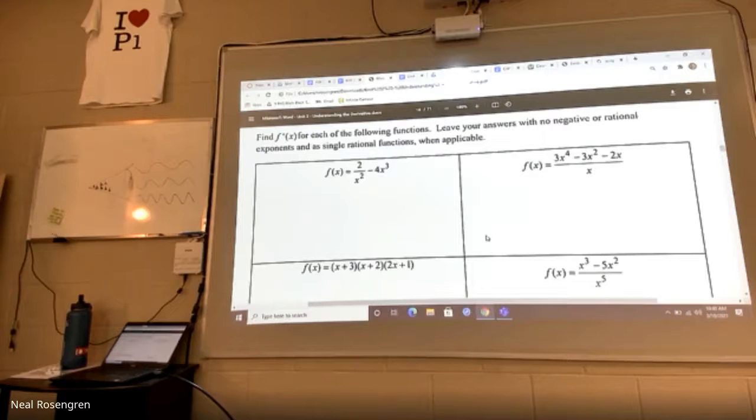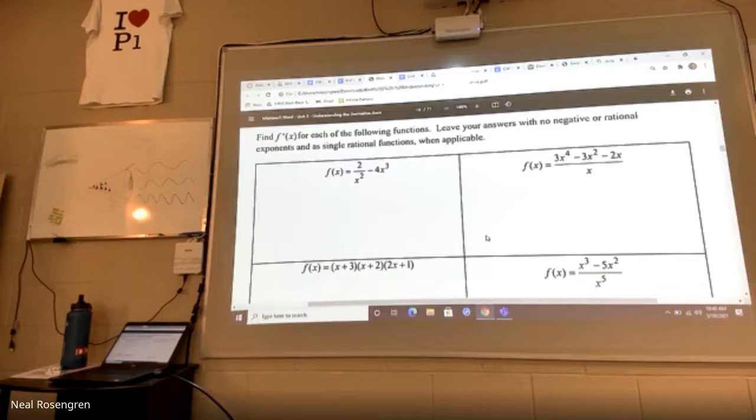Leave your answers with no negative exponents and no rational exponents, right? So I can't have a fraction in my exponents. So I got to change it back to a square root or cube root or something. And if you can, make it one rational function when you're done. So if you have any rational functions at all, make them one. Kind of like I did there at the end of that second to last one.